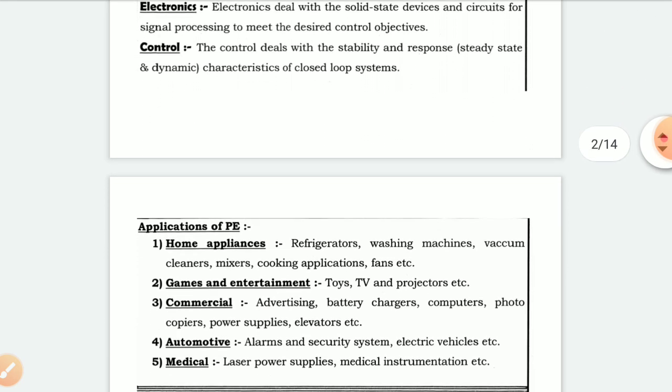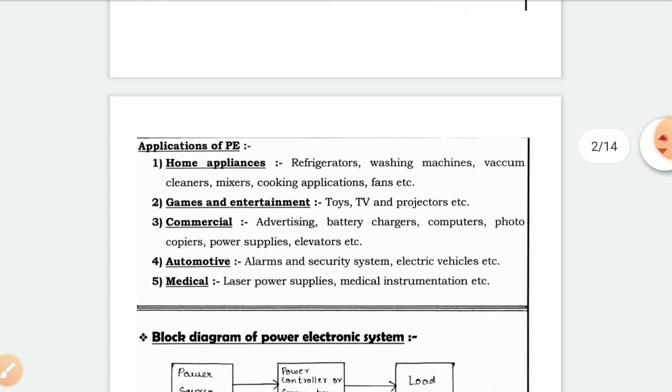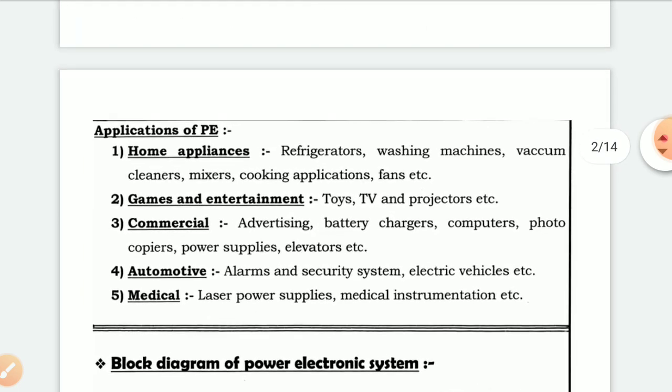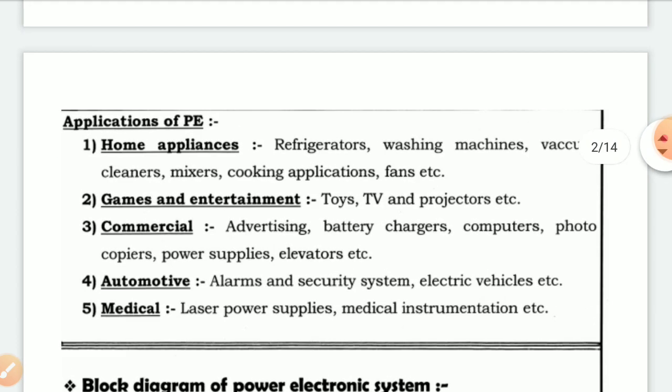Now I'll give some brief applications of power electronics. Power electronics has a variety of applications. There is no application where you cannot find power electronics. In all fields you will find power electronic applications. The first application is home appliances.